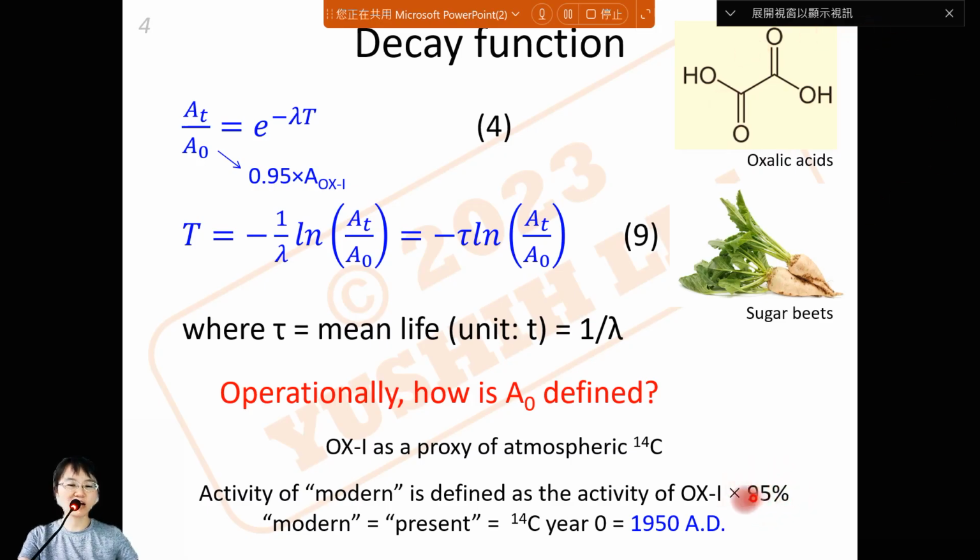I will not go into the detail of 95% here because that would be too complicated for you. You only need to know the A0 is from this standard. Here you need to pay attention. When we talk about modern in C14, it means present, it means 0 C14 year, it means not today, but 1950. It doesn't mean the year of measurement.